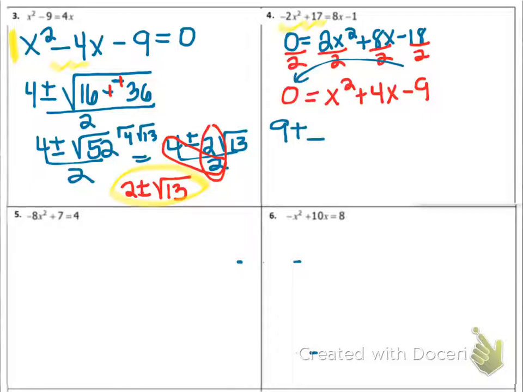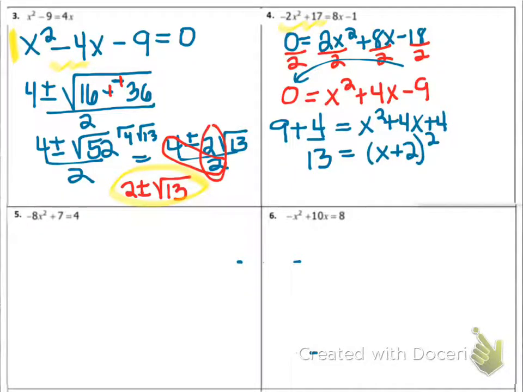Okay. I'll end up adding something here. Figure out what I'm going to add to make this a perfect square, which would be half of 4 squared. So that would be 2 squared, which is 4. So I'm going to add 4 to both sides. That makes this side 13. And this side, when I write it as a perfect square, is x plus 2 squared.